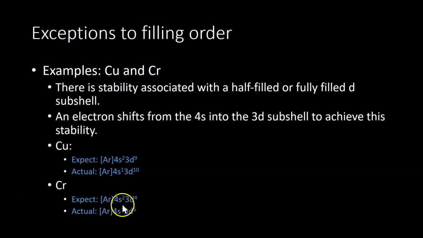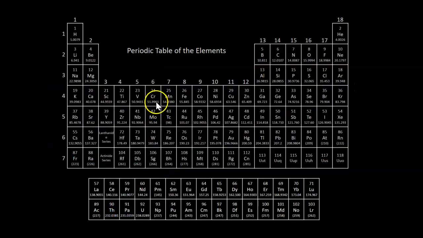The other spot where we have an exception is with the half-filled shells. For chromium, we would expect a 4s2 3d4, but if we promote an electron from the s into the d, then we can have each d orbital half-filled, and so chromium is actually 4s1 3d5 instead of 4s2 3d4. That's also true of the elements underneath chromium, so that's true of molybdenum and tungsten.